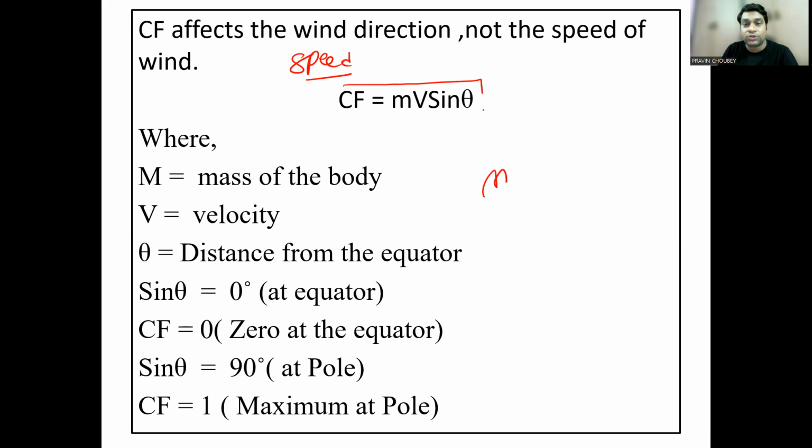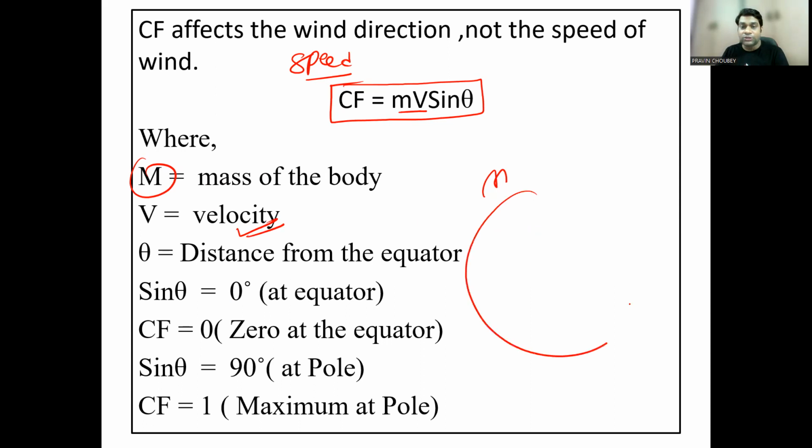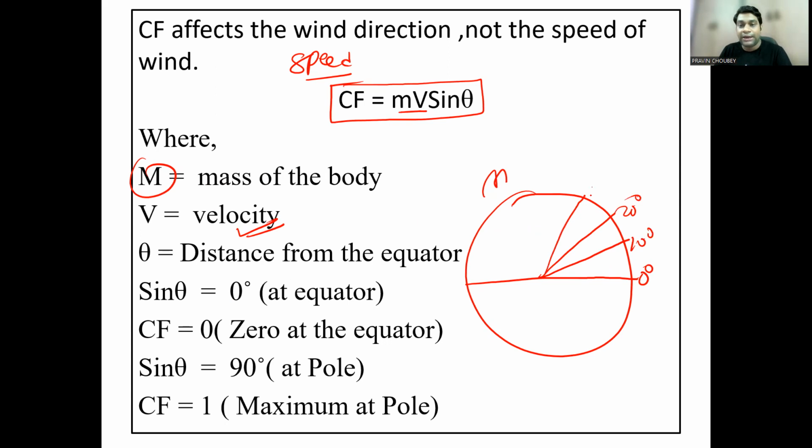And this is the formula you should remember: Cf = m v sin θ. Okay, so what is here? m is the mass of the body, v is the velocity of the wind, and θ is the angular distance. On the surface of the earth, as you know, this is the equator, 0-degree equator. So if you want to calculate what the direction of the wind will be at 10-degree north, then 20-degree north, or how the Coriolis force will be at 80-degree, or what the Coriolis force will be at the 90-degree north pole. Okay, so remember, this formula is saying that sin 0-degree always remains a value of 0.